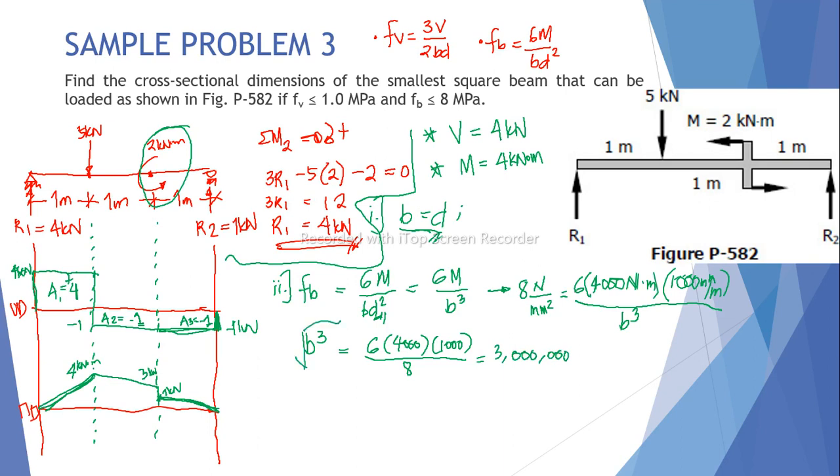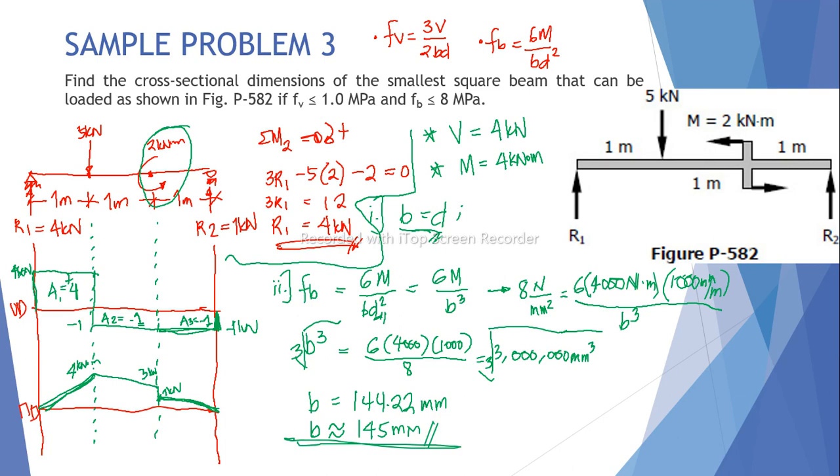So extracting the cube root, we can get the desired dimension for the beam. So the minimum answer we have is 144.22 millimeters. The unit here is cubic millimeter. So in millimeter, or since this is the design, we will just round it up to be divisible by 5. So the smallest square beam dimension is 145 millimeters. This is as per the flexural consideration.